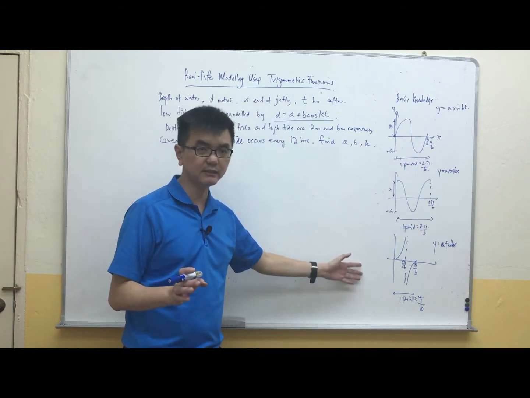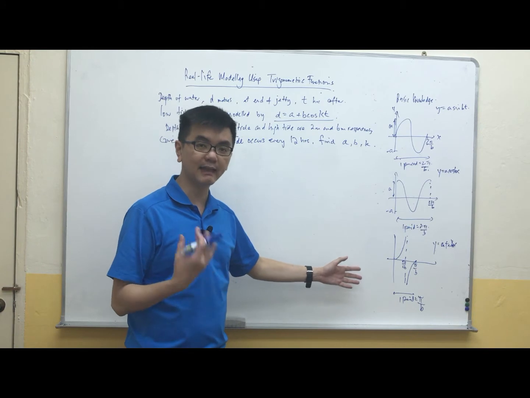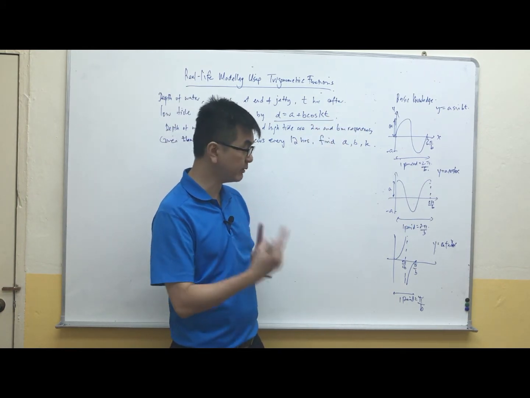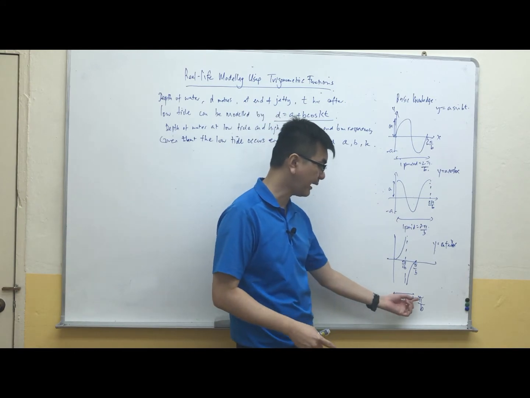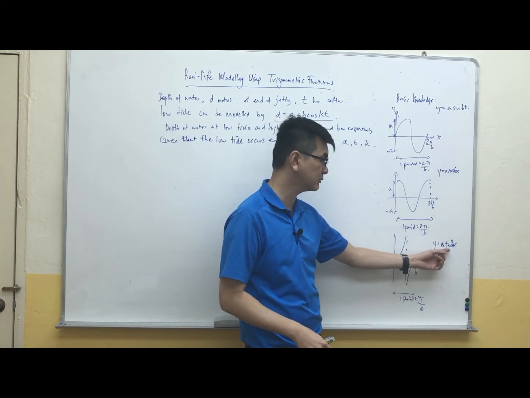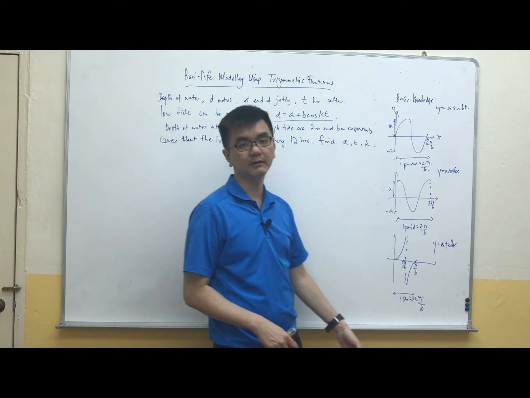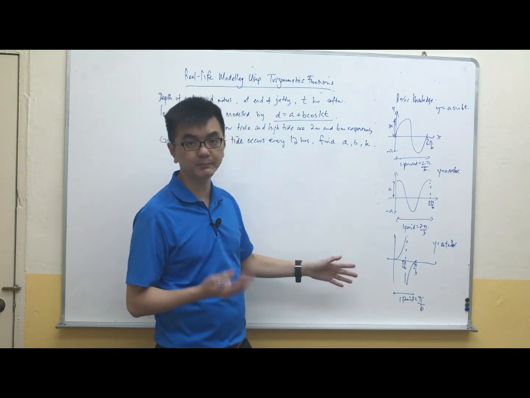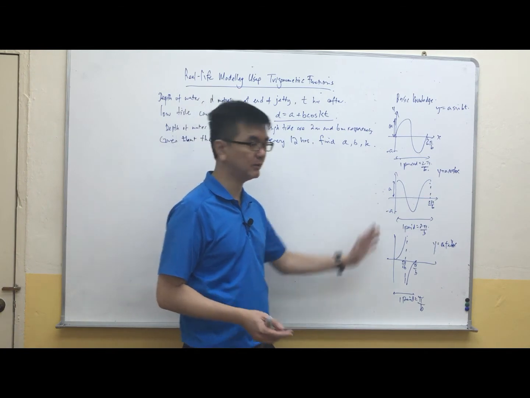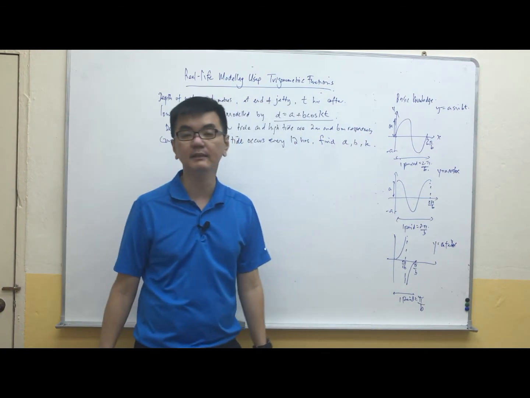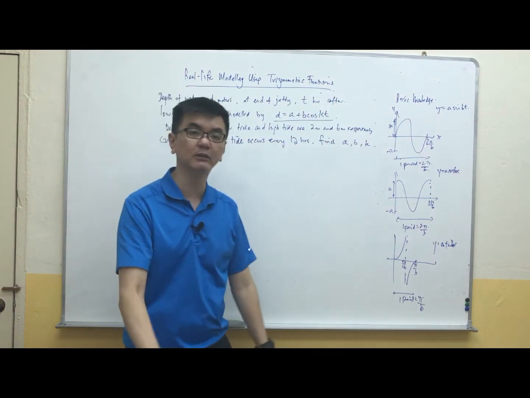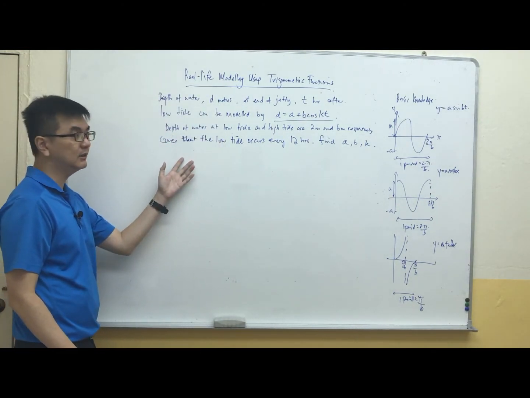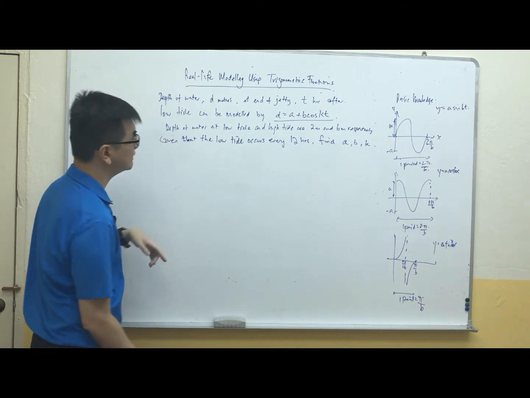For the tangent curve, it is slightly different as compared to sine and cosine, where my period is only pi over b, for y equals a tangent bx. And in this case, I do not have a maximum or minimum point because it will go to infinity or negative infinity. So with this background knowledge in mind, we can now apply it to our situation to find the unknowns in this question.